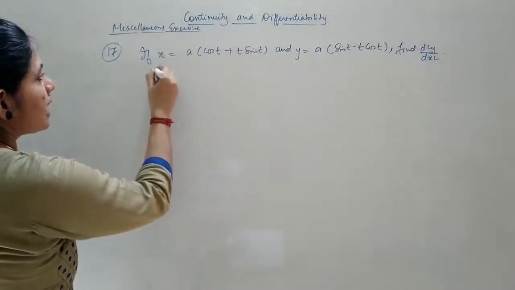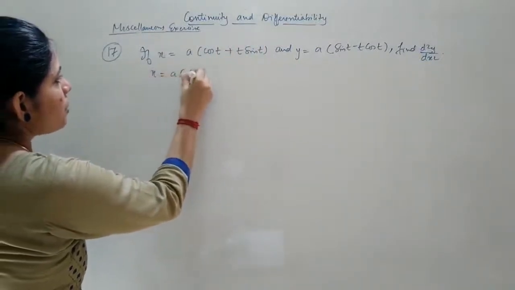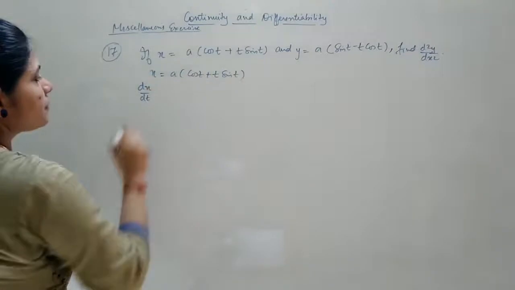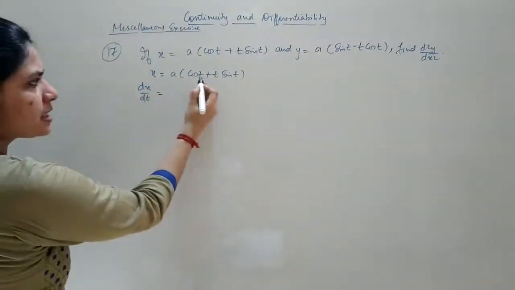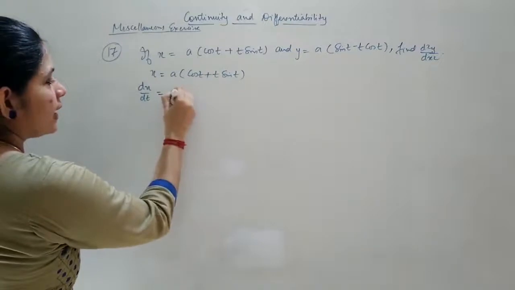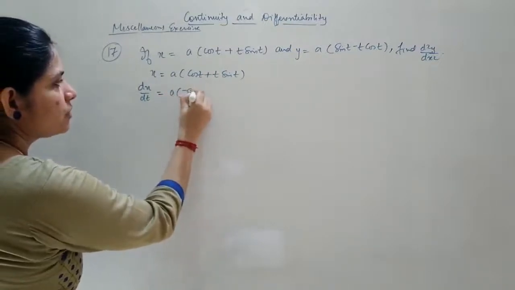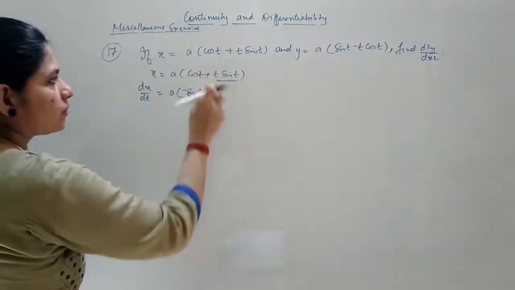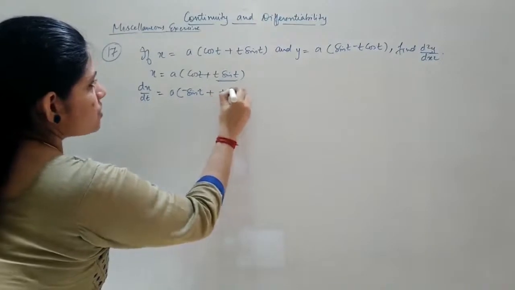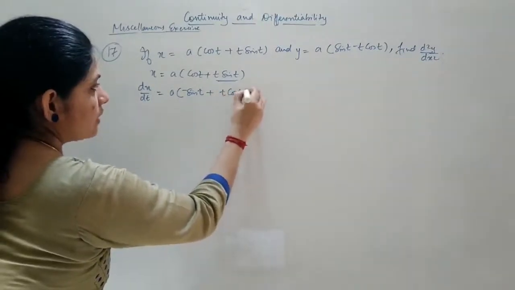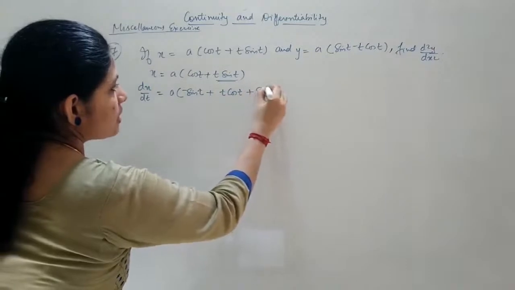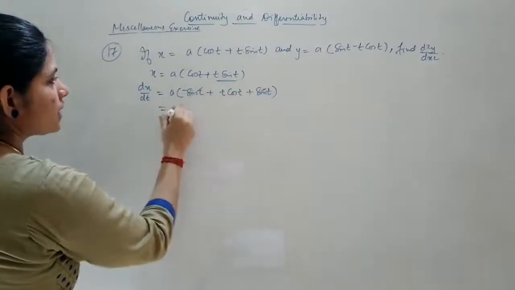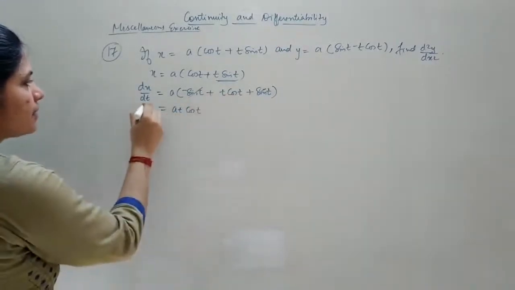So from x equal to a into (cos t plus t sin t), you will get dx by dt. That means you are differentiating with respect to t, since the parameter is t. A into the derivative of cos t, which gives minus sin t, plus t sin t, where you have to use your product rule. So you will have t into the derivative of sin t, which is cos t, plus sin t into the derivative of t, which is 1. These two will cancel and you will get a t cos t as dx by dt.